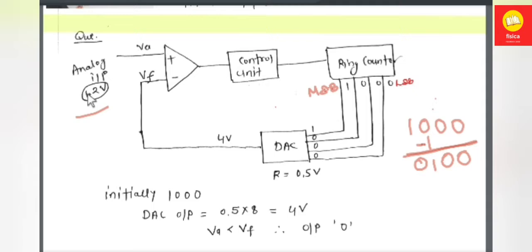Here at first 1.2 volt is given, and according to our rule 1, for the first pulse our counter count is 1000. This 1000 will come here and convert into analog voltage 8 volt, and 8 into resolution 0.5, here it will be 4 volt. So 4 volt is here and here is 1.2 volt. So this input voltage is less than this feedback voltage. So op-amp is in negative saturation, or output is 0.